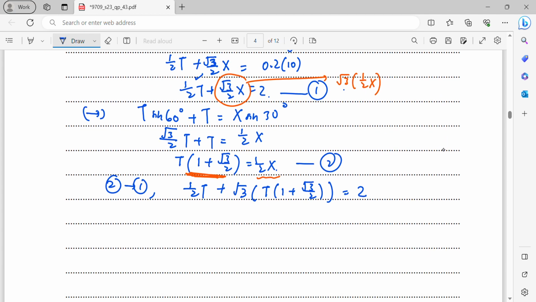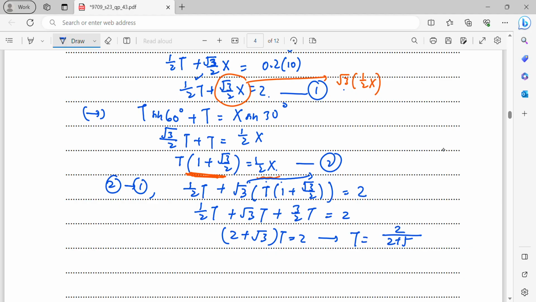Okay, and now we can find the T because this equation only has one T. So I can just do expansion. This square root 3 times T times 1 will be plus square root 3 T. Then this square root 3 times square root 3 is 3. So 3 over 2 T, then equals 2. So 1 over 2 plus 3 over 2 is basically 2. So I will get 2 plus root 3 T equals 2. Therefore, my T is going to be 2 over 2 plus root 3.